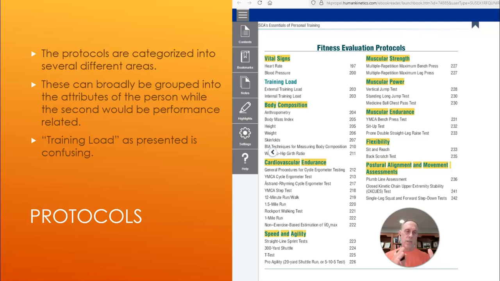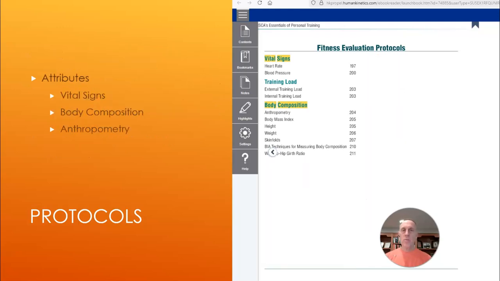So if we look at the assessments over here on the right side of the screen, we can break those out into two broadly based categories, one of which would be the attributes of the person: their vital signs, their body composition, and anthropometry. What I don't like about what the book does here is they put body composition and anthropometry together. They're kind of different. Body composition is the stuff inside the body, how the body's made. And then anthropometry itself is the measurement of the body shape and form. So they're a little bit different.